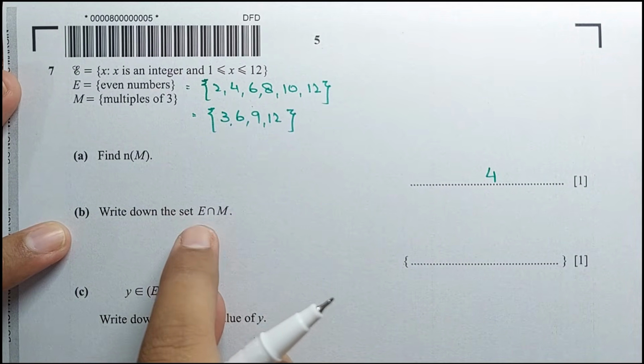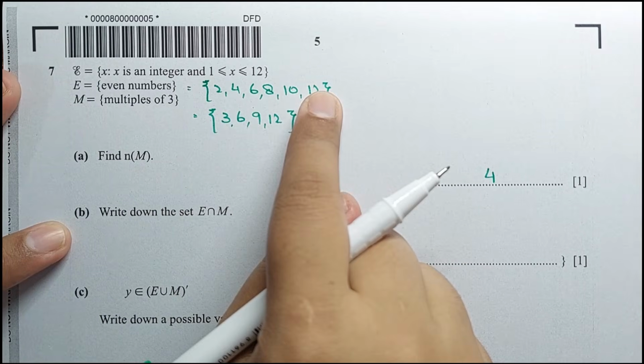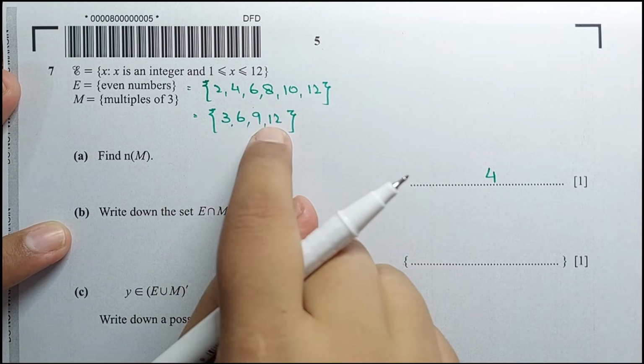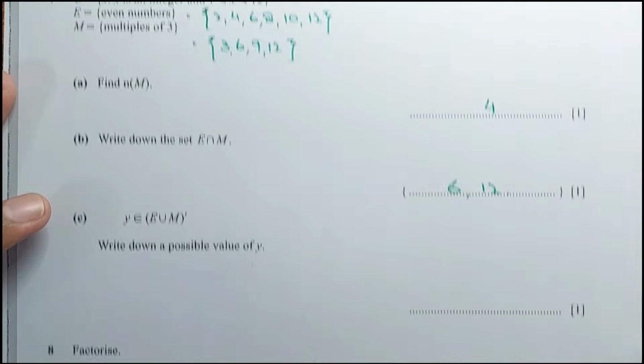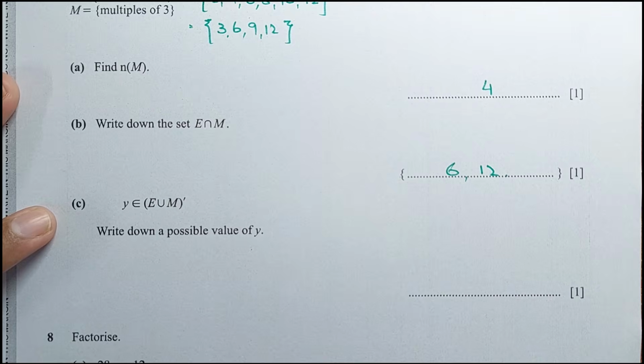Part B, write down the set M intersection E. It's M and E, their intersection. So 6 is common in both and 12 is common. So 6 and 12. Part C, Y belongs to (M union E) complement. Write down a possible value of Y.